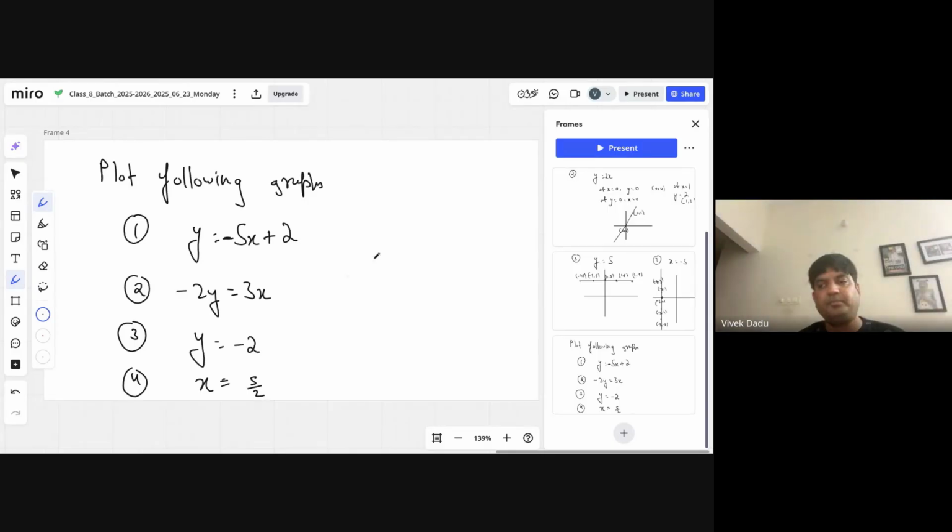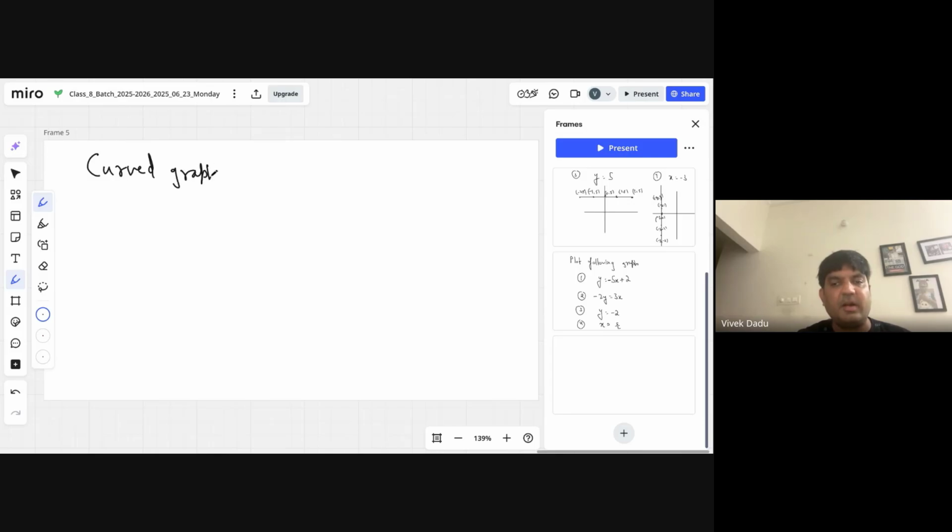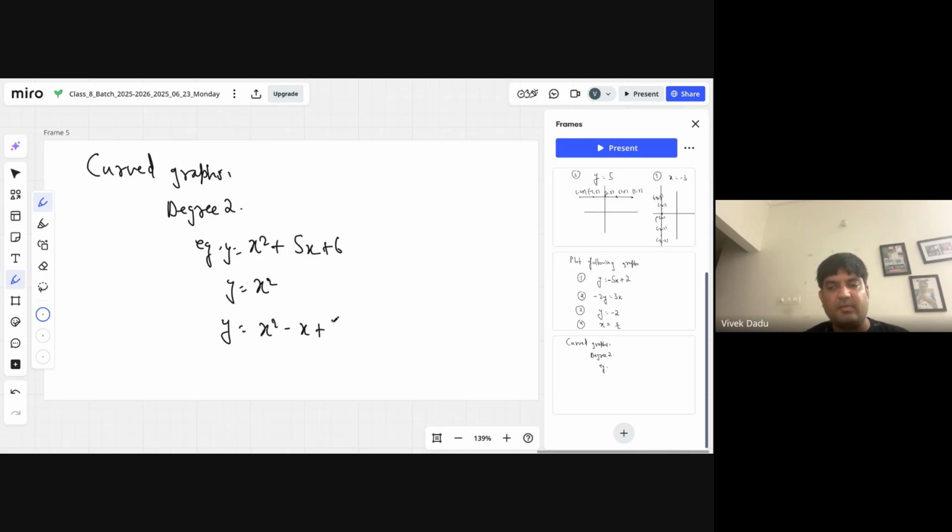Yeah. Okay, moving on to the curved graphs. Now, curved graphs, again, there are variations among curved graphs. The first is type 1. So, curved graphs में highest power 2 or degree 2. Examples are like x square plus 5x plus 6 का graph or x square का graph or x square minus x plus 1 का graph.